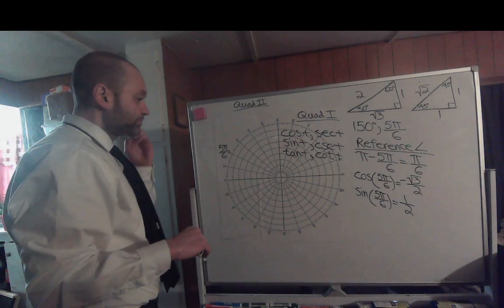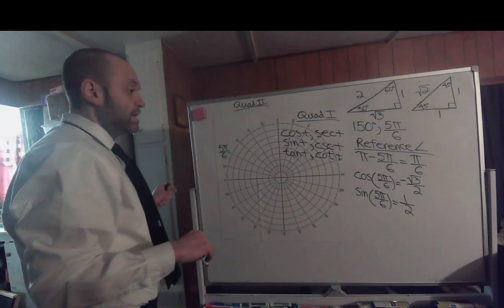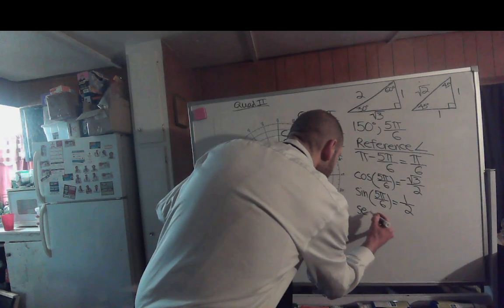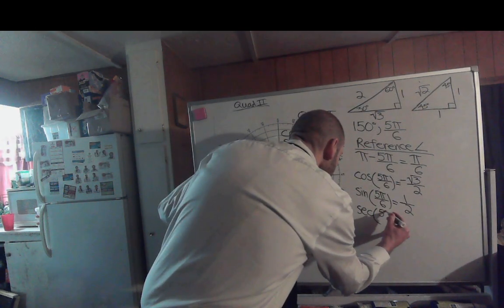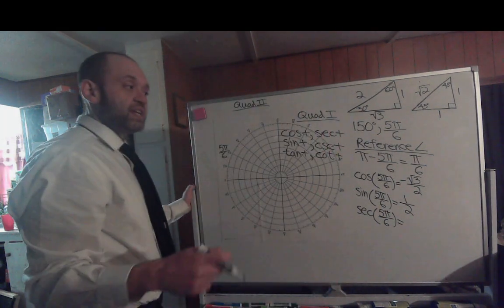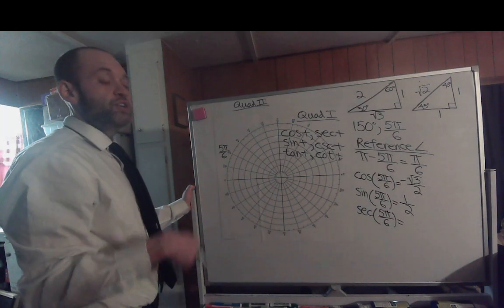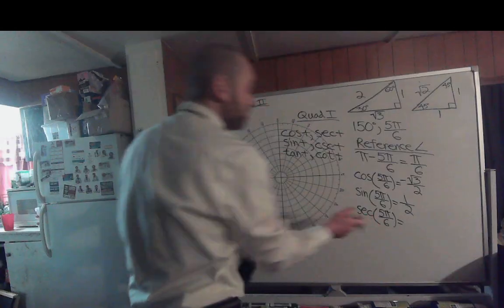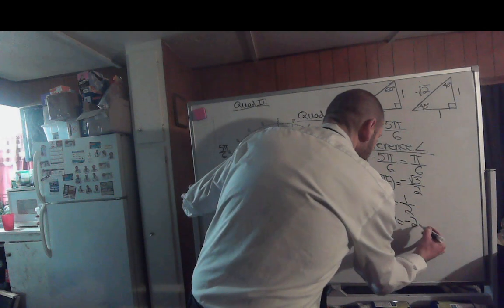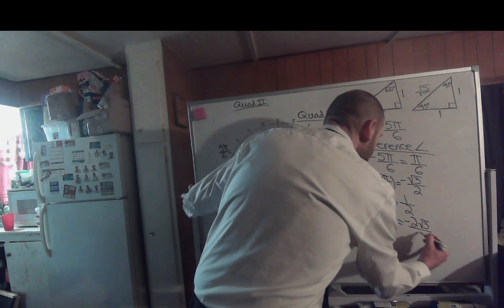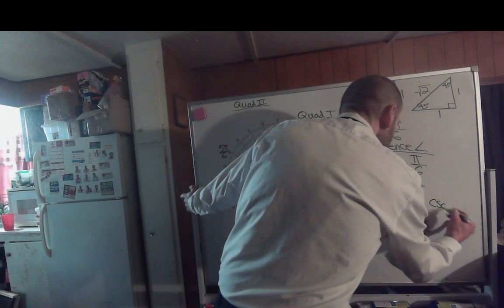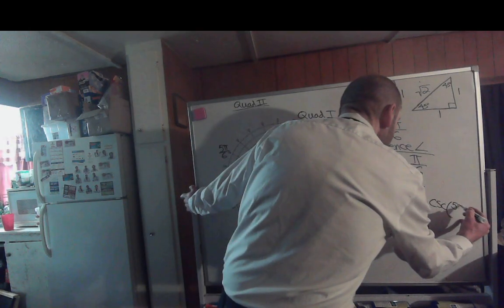Now, let's find the secant of 5 pi over 6. Well, we know the secant is the reciprocal of the cosine, and your cosine's negative, so your secant's going to be negative. That would be negative 2 times the square root of 3 over 3 for your secant. Now let's find the cosecant of 5 pi over 6.